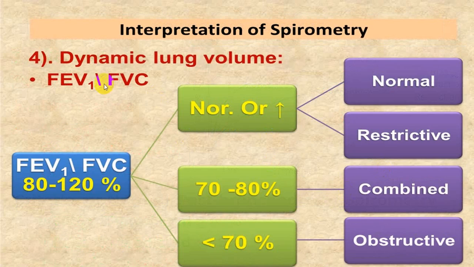Now we'll show you all those. So these are called dynamic lung volumes. When you look at the ratio, in a normal person it can be right from 80 to 120. If it is normal or increased, it may be in 2 conditions. Either the person is absolutely normal, or it can be normal or increased in restrictive. If it is between 70 to 80, it is usually more common in combined, that is restrictive plus obstructive. Sometimes you will see it also in case of a normal. But with that, always look at FEV1 and FVC separately.